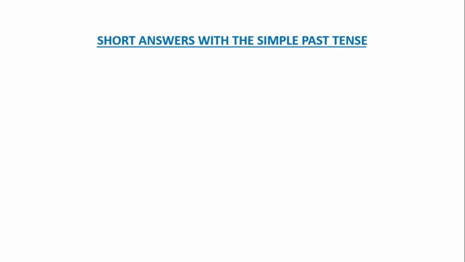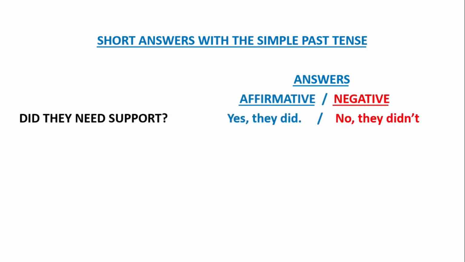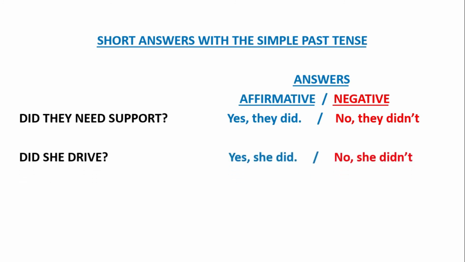This tense, we can also use it for short answers. For example, if I ask you, did they need support? You can answer me, yes, they did, in the affirmative way, or, excuse me, no, they didn't, in a negative way. If I ask you, did she drive? You can answer me, yes, she did, or no, she didn't.